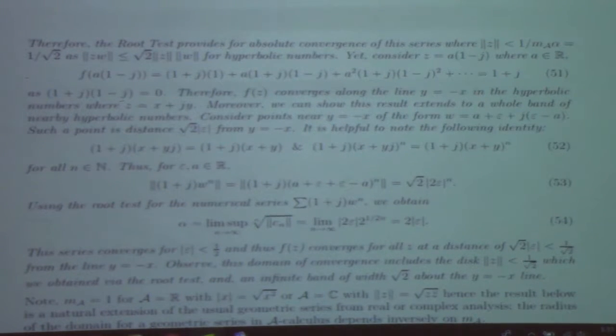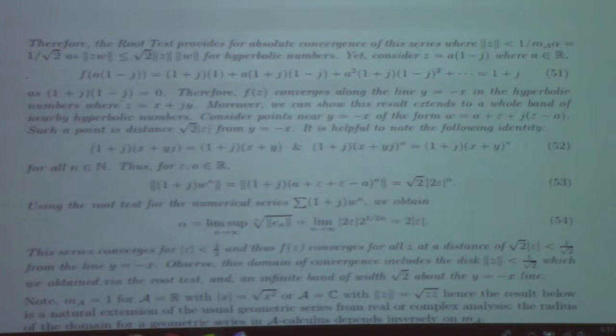So once we realized that, we were like, what? And then Daniel figured out that you could thicken it. He thickened the line and saw that the thickened line still converged. That was the origin of this idea. So he considers points of the form, a whole band of nearby hyperbolic numbers. Here they are: a plus epsilon, j times epsilon minus a.